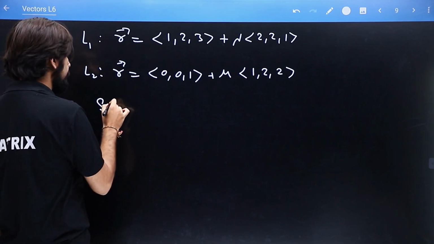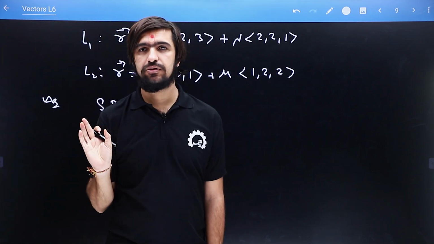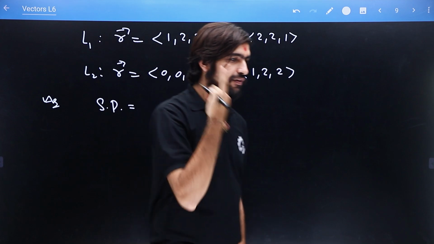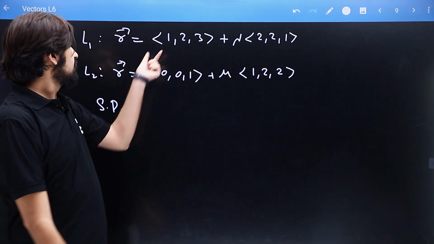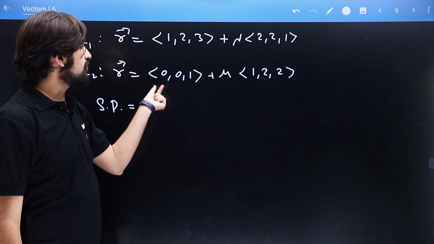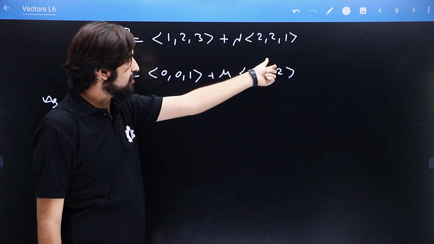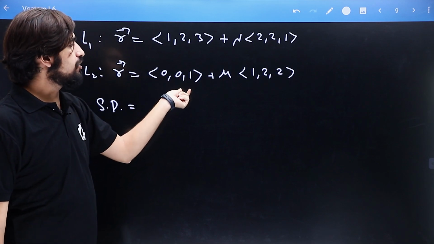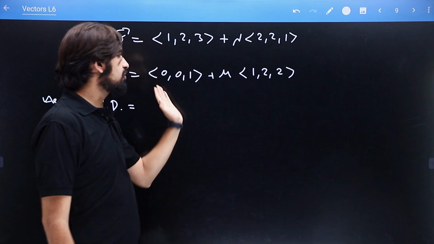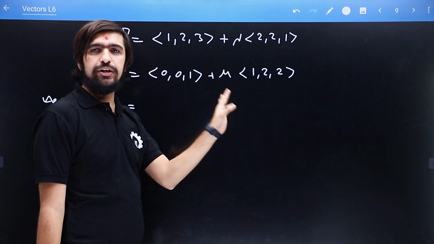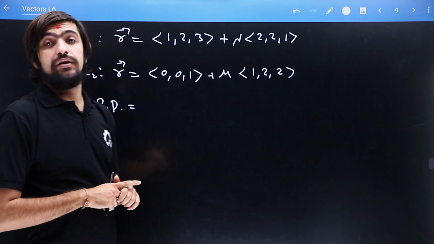So we will directly write, because in the question, the only thing asked is whether the lines are intersecting or not. The first method we have already studied. We have to find that 1 plus 2 lambda is equal to 0 plus mu. Then 2 plus 2 times lambda is equal to 0 plus 2 times mu, and 3 plus lambda is equal to 1 plus 2 mu. We can solve any two equations and see by the third equation whether the lines are intersecting or not.